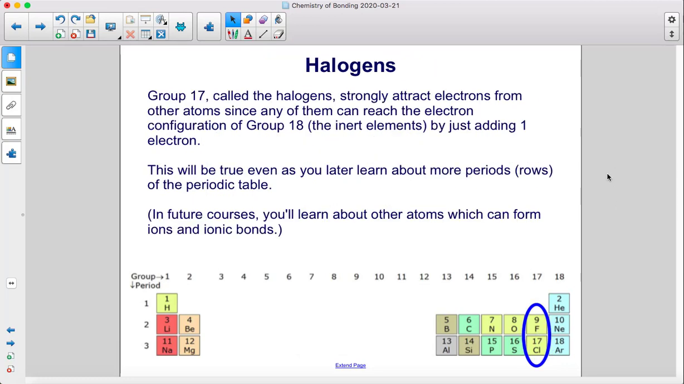Group 17, called the halogens, strongly attract electrons from other atoms, since any of them can reach the electron configuration of group 18, the inert elements, by just adding 1 electron. This will be true even as you later learn about more periods or rows of the periodic table. In future courses, you'll learn about other atoms which can form ions and ionic bonds.